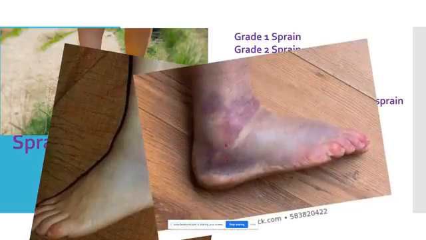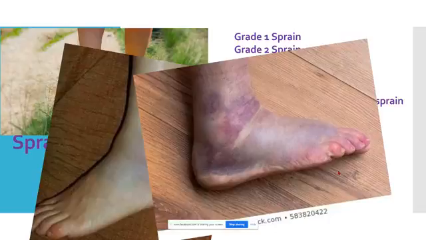A grade three ankle sprain. Okay, so this is when you have a complete rupture of one or more of the ligaments in your ankle. Okay, you will have very significant swelling and bruising, as you can see here. And this is a scenario when you will likely need surgery.